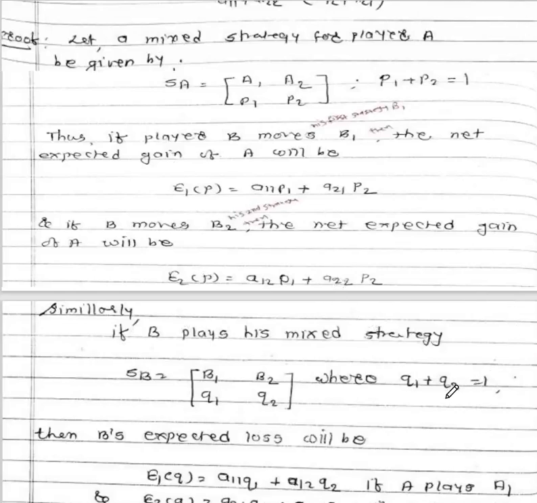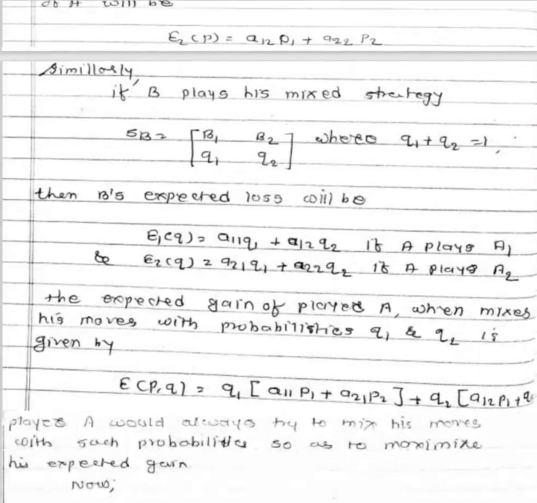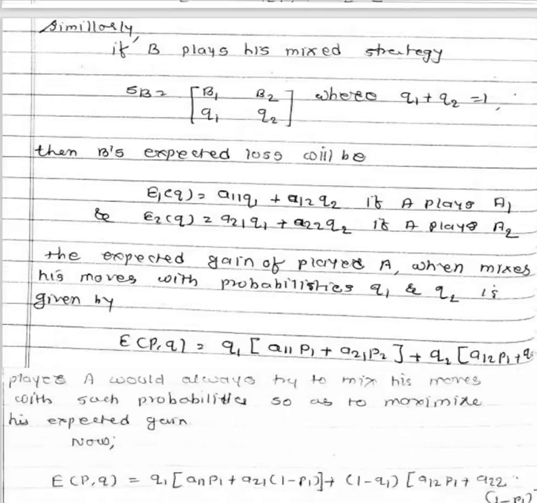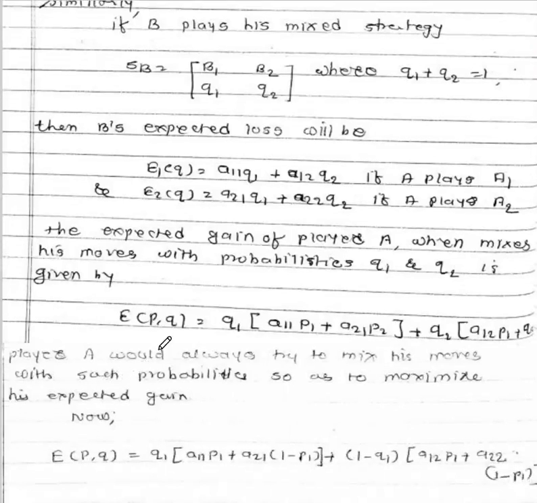Similarly, if player B plays his mixed strategy, given as S_B equal to B1, B2 with q1, q2, where q1 plus q2 equal to 1, then player B's expected loss will be E1 of q, where q denotes a loss. E1 of q equal to a11 q1 plus a12 q2 if player A plays strategy A1. And expected loss E2 of q equal to a21 q1 plus a22 q2 if player A plays A2.